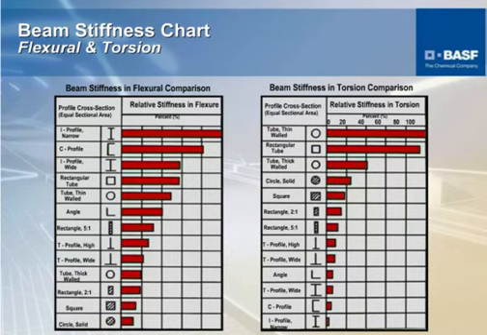I know I use it from time to time, and it's very helpful, especially when you have a new project and you're scratching your head a little bit and you're not sure which direction to go. This can give you some guideline. The left-hand side is beam stiffness in bending. And one important note here is that this is for an equal section area.